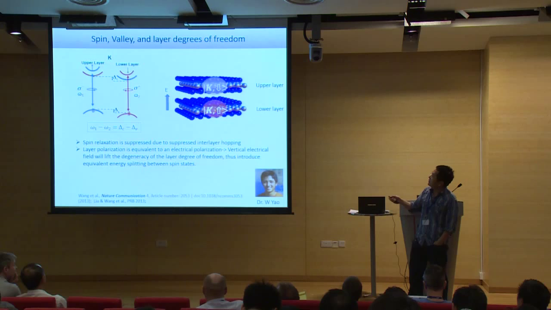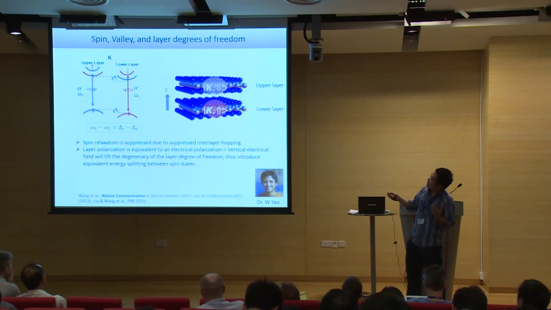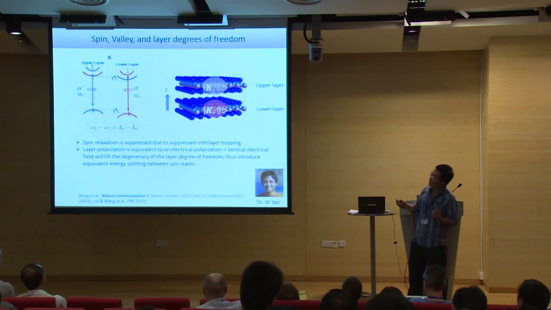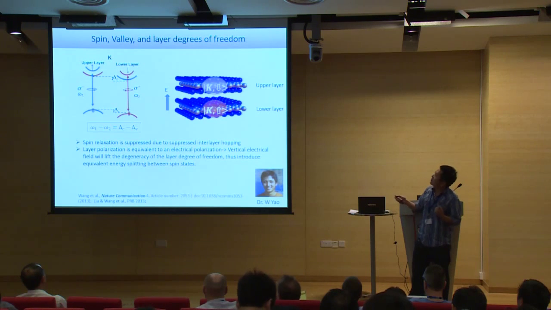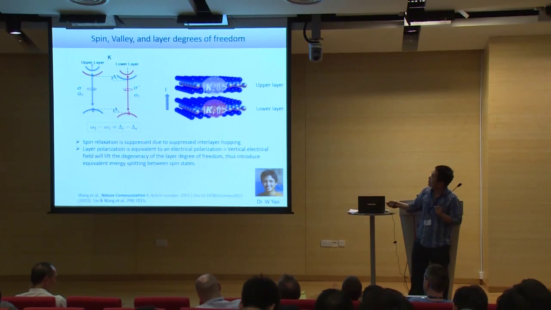And the second effect is, because I showed you this layer pseudo spin is an electrical polarization, if I apply electric fields perpendicular to the plane, the electric field will break the energy degeneracy between layer pseudo spins. Now, I showed you that either electron or hole spin is actually coupled to the layer pseudo spin, so the energy degeneracy between spin up and spin down also breaks, right, following the layer pseudo spins. So what we expect is that the electric field will now control the spin Zeeman splittings.